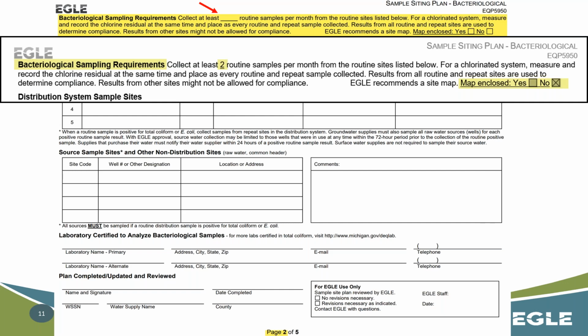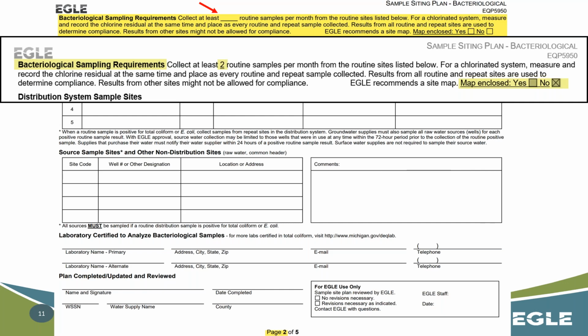Supplies may include a system map with sample locations. Please be sure to mark whether you've enclosed a map or not. Eagle highly recommends including site maps because it's easier to see where the routine and repeat samples are collected in relation to the rest of the system. It also helps supplies assess if they're sampling representatively, as is required by RTCR. Examples of maps could range from engineering drawings to online map screenshots to handwritten drawings. Again, we recommend including a map, but it is not required.